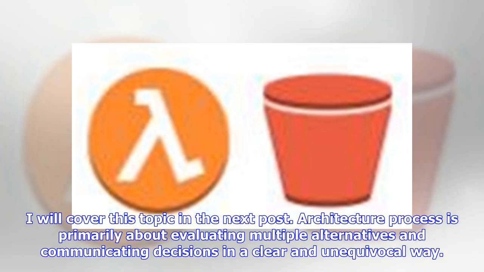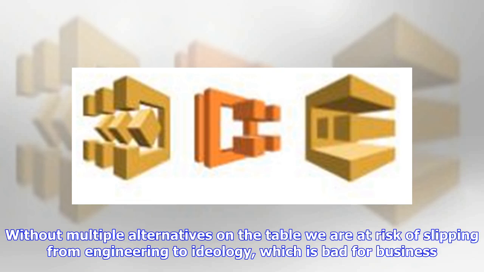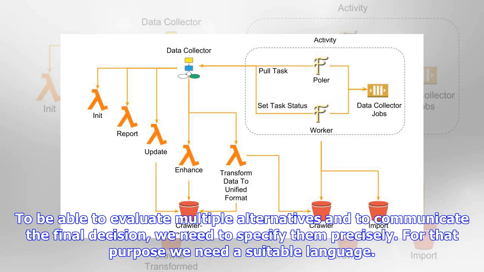Architecture process is primarily about evaluating multiple alternatives and communicating decisions in a clear and unequivocal way. Without multiple alternatives on the table, we are at risk of slipping from engineering to ideology, which is bad for business. To be able to evaluate multiple alternatives and to communicate the final decision, we need to specify them precisely. For that purpose, we need a suitable language.